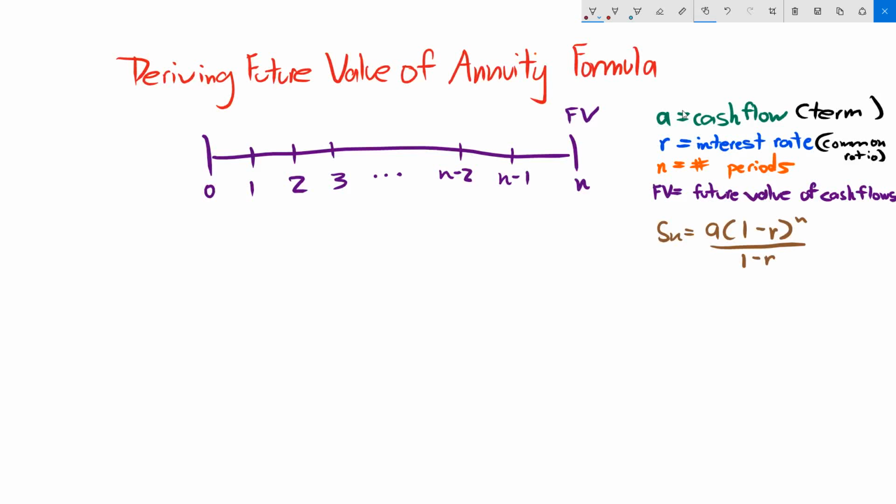Hi, today we're going to talk about deriving the future value of an annuity formula. An annuity is a recurring set of cash flows that you receive, and the way to calculate the future value of it is to consider the amount of interest that you're earning on each of the cash flows throughout the annuity. This is useful in finance because you deal with annuities quite often, and this video is going to show how to derive the formula to get the future value of an annuity.